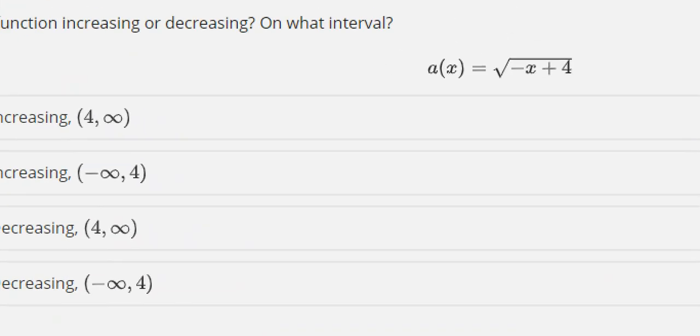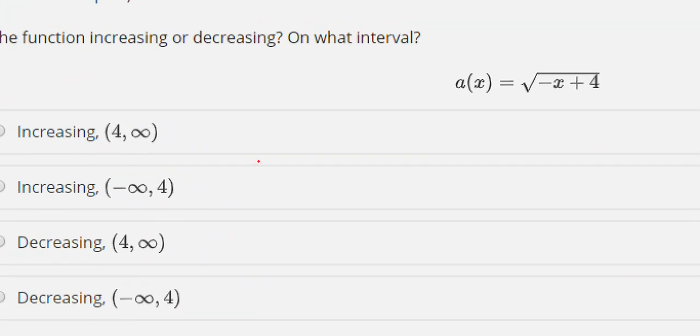Hi guys, let's take a look at this problem. Depending on how you do it, if you just simply graph that in decimals, you can quickly identify the interval of increasing or decreasing. But I do hope that you are able to apply what you learned in class, use the knowledge of transformation to figure this out by hand.